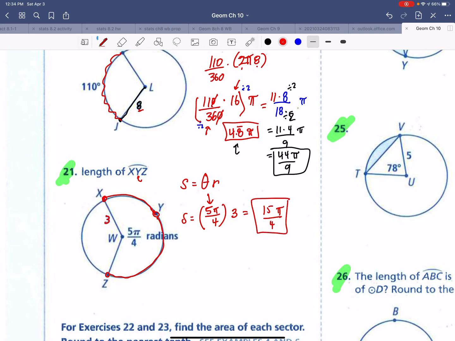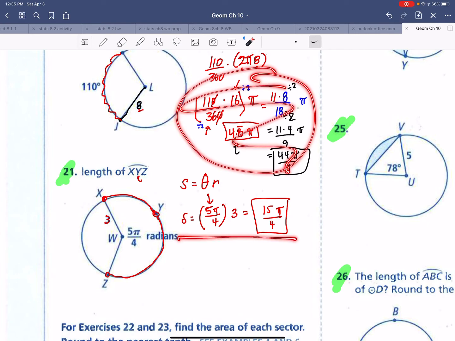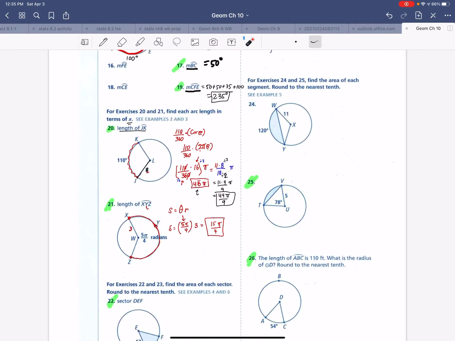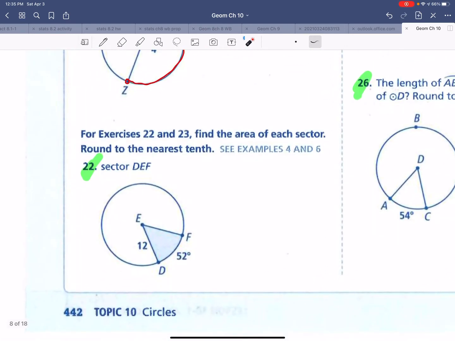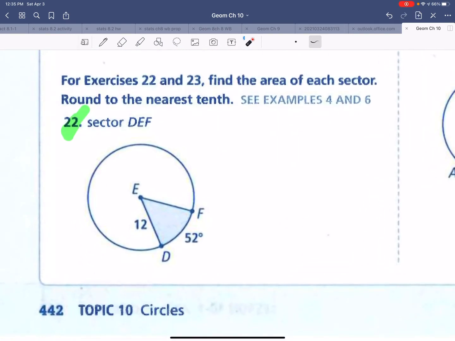Notice radians makes all this work in here. I just went straight there. So it is easier. It just feels more complicated until we get used to radians. All right, now instead of portions of the circumference, let's do portions of our area.